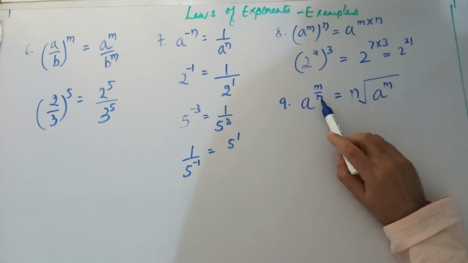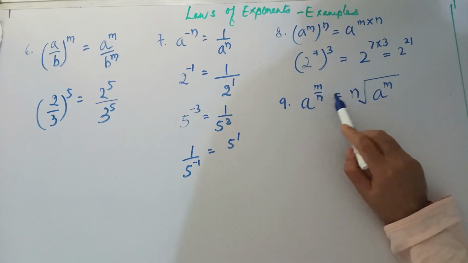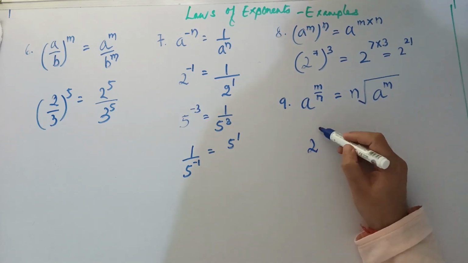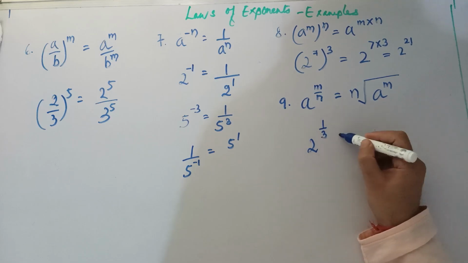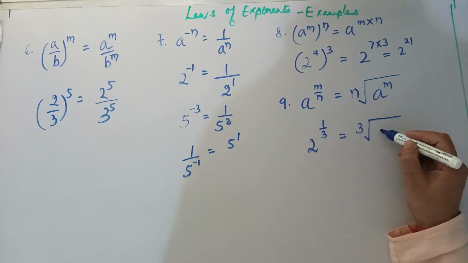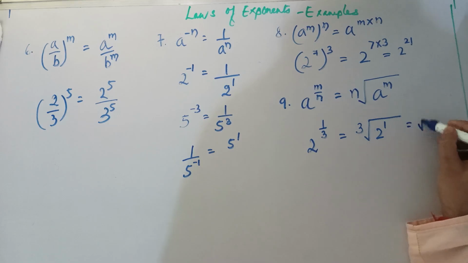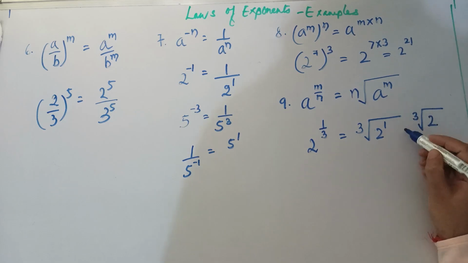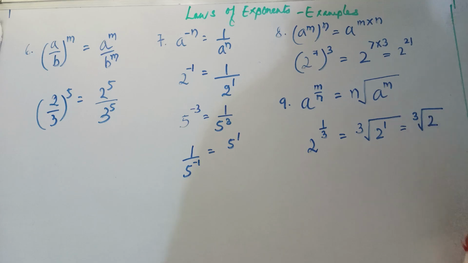Remember, if you remember one thing, this denominator is coming outside the root sign. Let's take an example. 2 raised to 1 upon 3 is equal to the cube root of 2 raised to 1, or this can be written as the 3rd root of 2, and this is 3. The 3 has come outside the root sign. This is the cube root of 2.